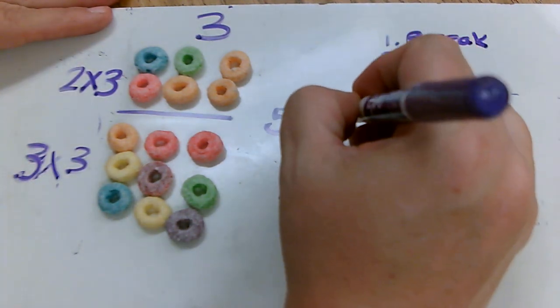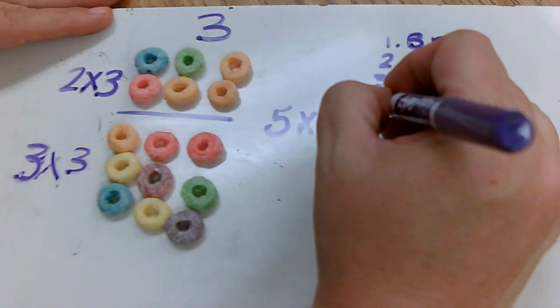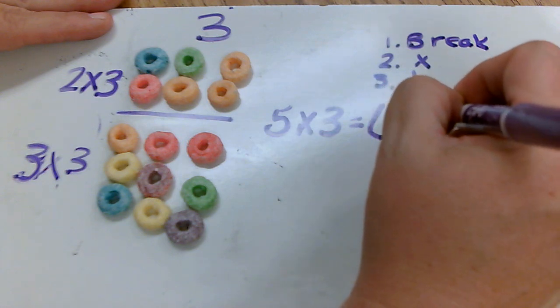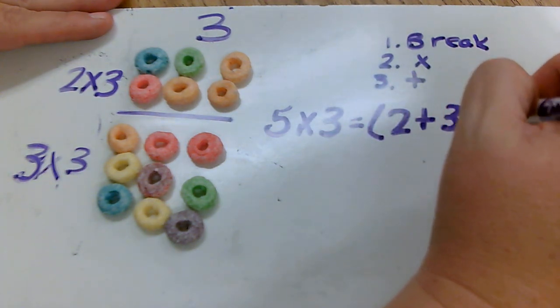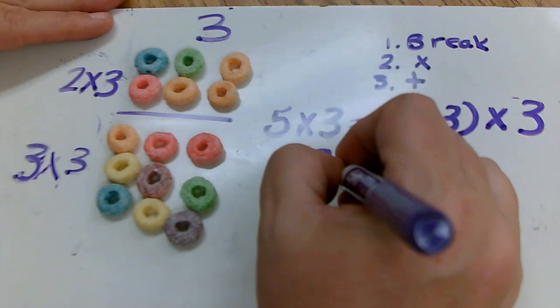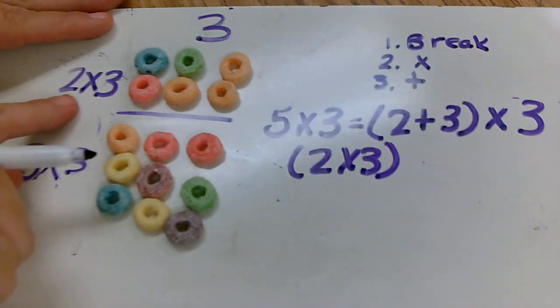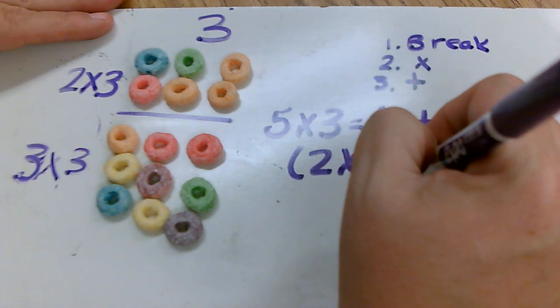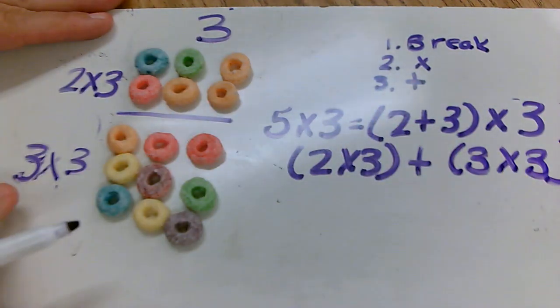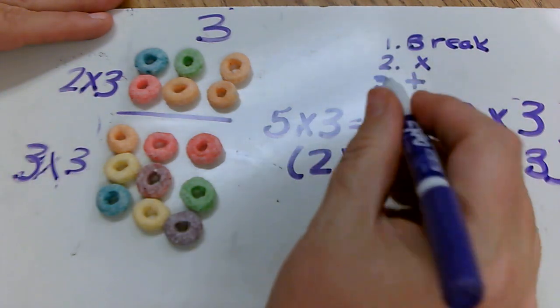Okay, so I'm going to write that. I broke this apart into a what? A 2 plus 3, which is going to give me my 5, times 3. So now I'm going to write 2 times 3, which is this one, plus 3 times 3, which is this one. And that's my second step.